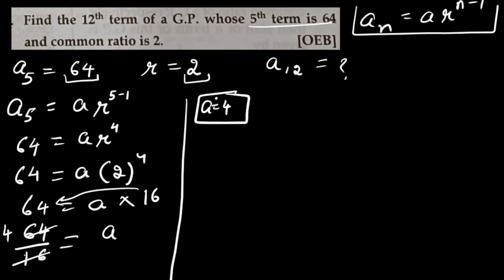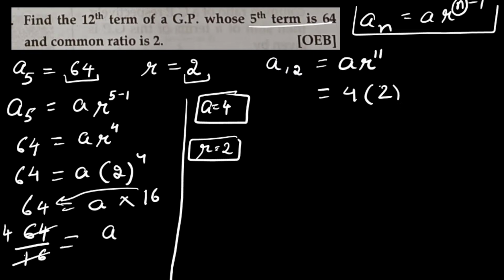Now we have to find, see, we know A, we know R. Both the values we know, so the 12th term we can find. The same formula we will use. From the general formula we'll get the formula of the 12th term. So A into R to the power 12 minus 1. 12 minus 1 is 11. So A's value is 4, R's value is 2. I'm just substituting the value: 2 to the power 11.